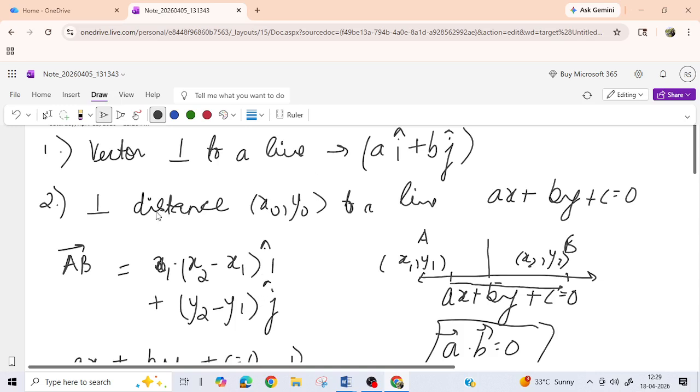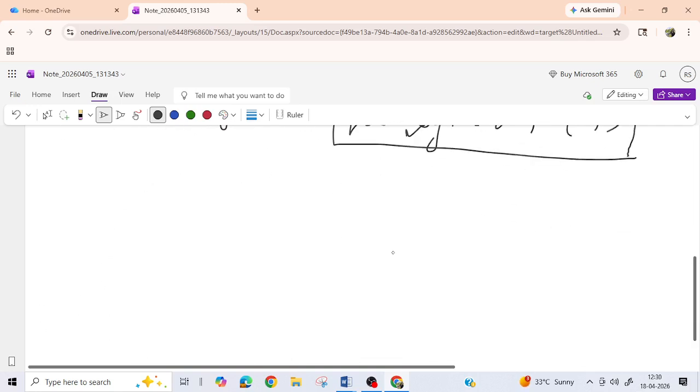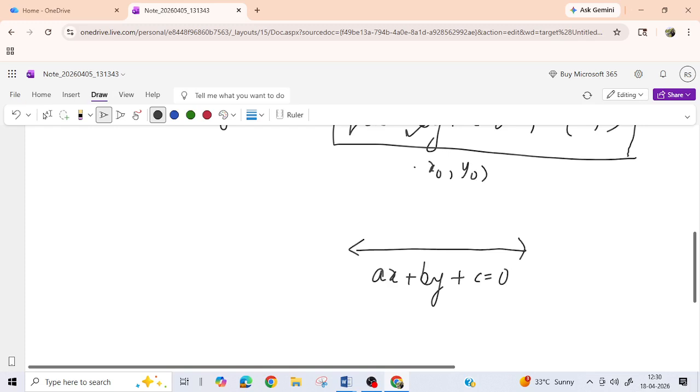Alright, now let's find out the perpendicular distance of the point x0, y0 to the line ax plus by plus c. So what I'm referring to is, if this is a line ax plus by plus c equal to 0, and this is a point x0, y0, we are interested in finding out what is the perpendicular distance, right? This perpendicular distance, what is that perpendicular distance?